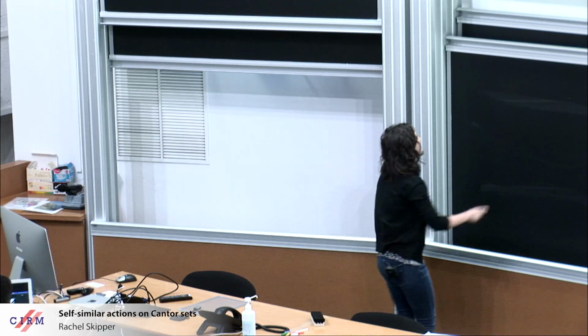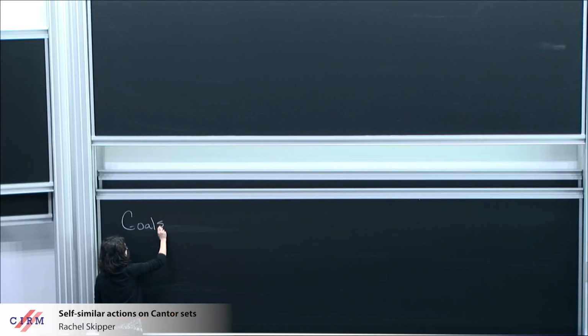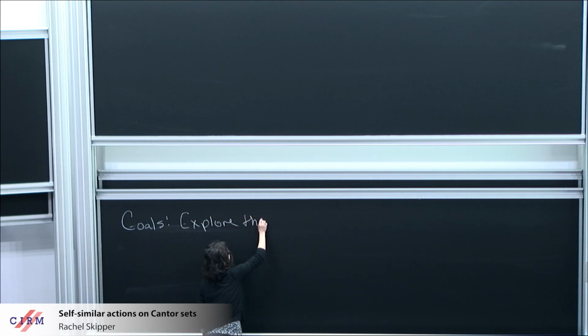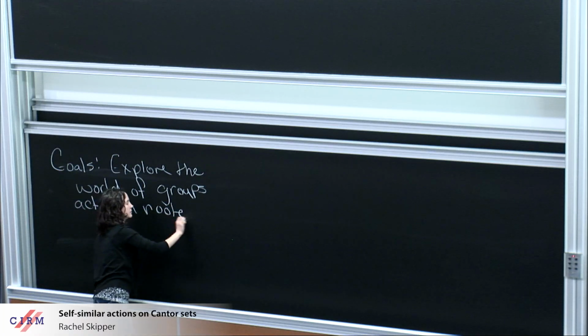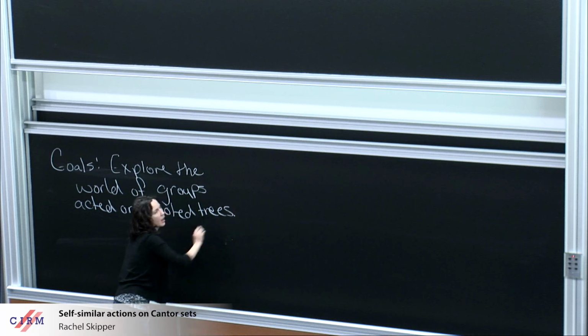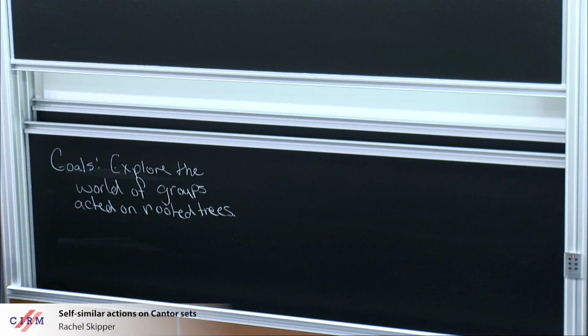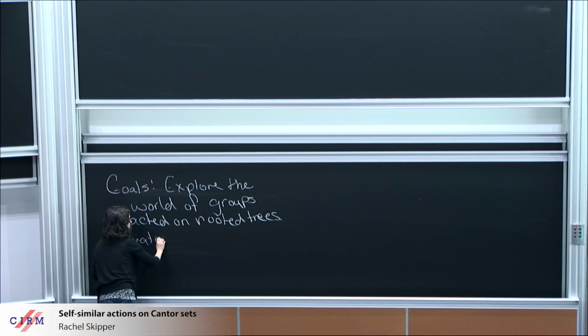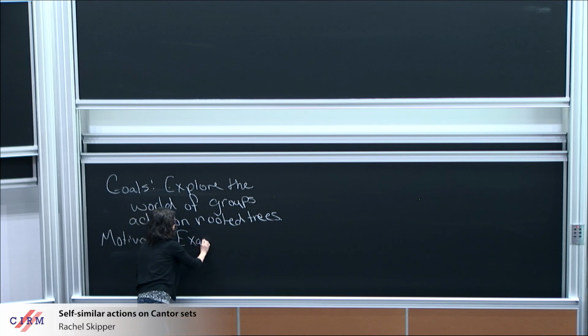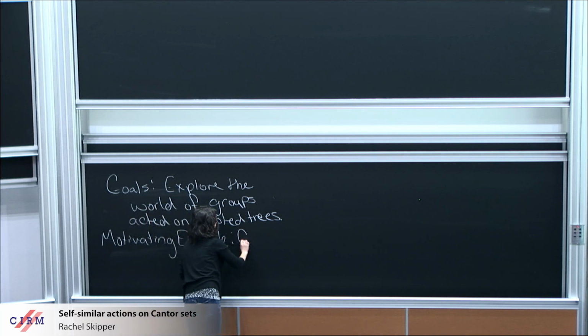So yeah, the goals of the course. The main goal here is to explore the world of groups acting on rooted trees. We're going to have one example that's going to be our motivating example throughout the course. So, motivating example: the Grigorchuk group.